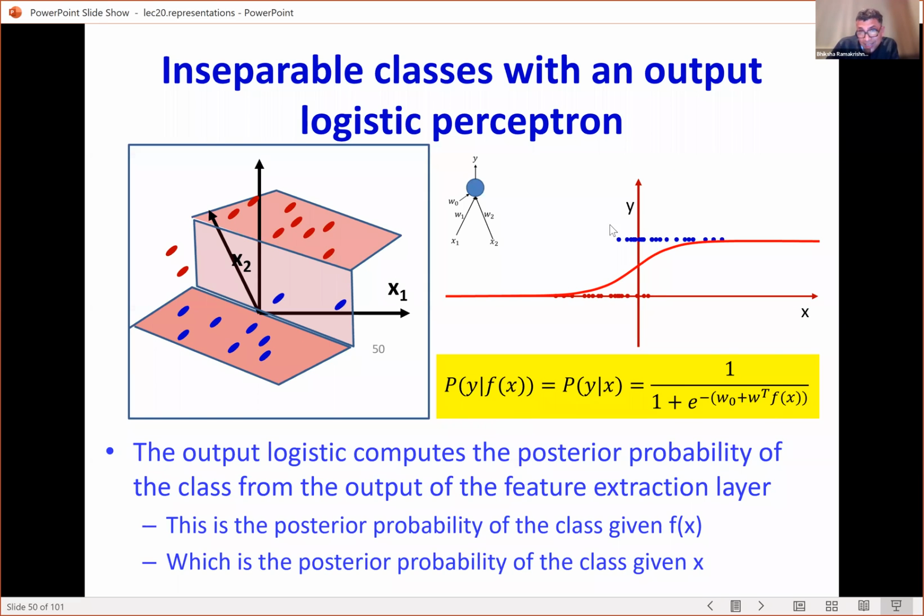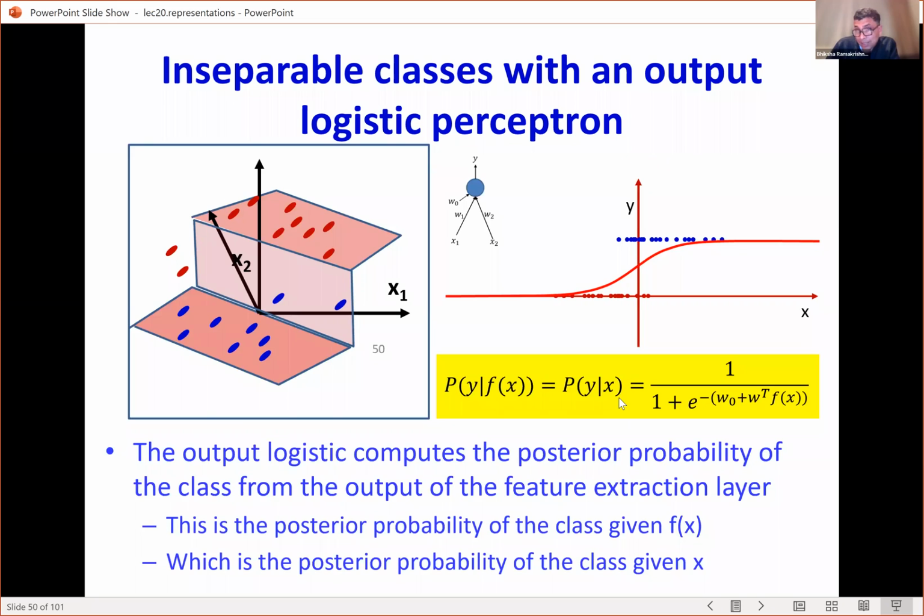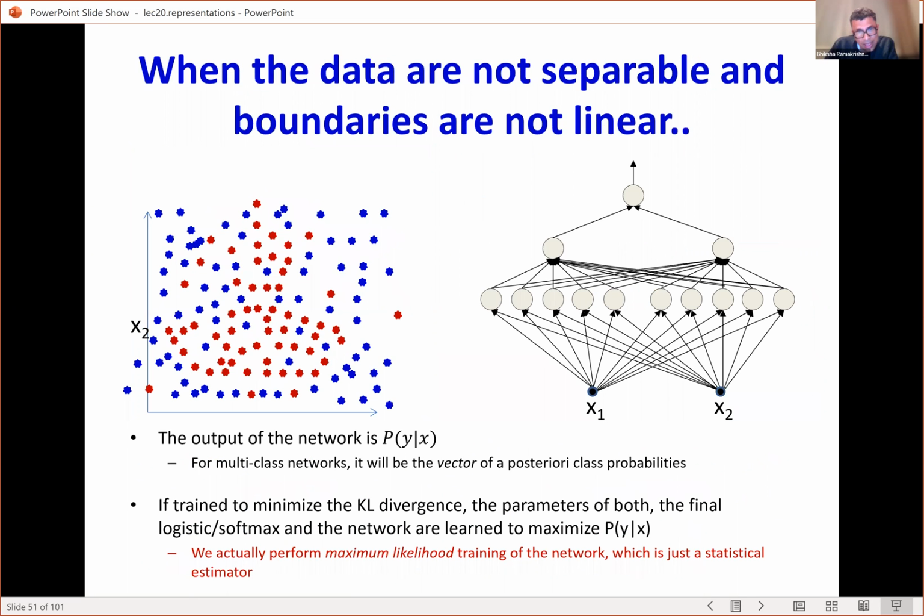And so, in fact, the output neuron computes the a posteriori probability of the classes given the input x, regardless of the fact that in the input space itself, the classes are not actually linearly separable. They have some ugly separating boundary. And so when the data are not separable and the boundaries are not linear, you still have this situation where the output of the network is in fact the a posteriori probability of the classes. For multi-class networks, it's going to be the vector of a posteriori class probabilities.